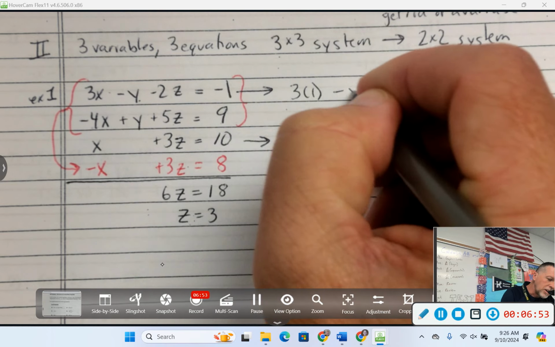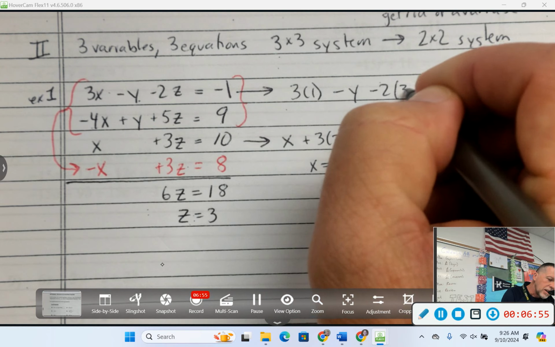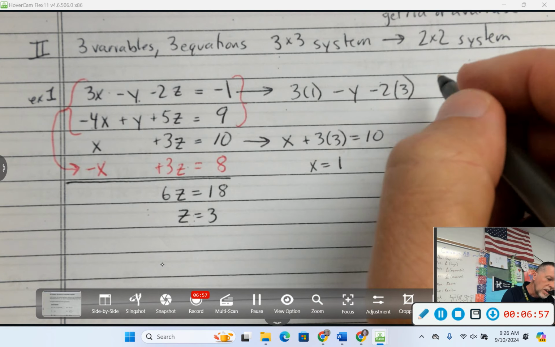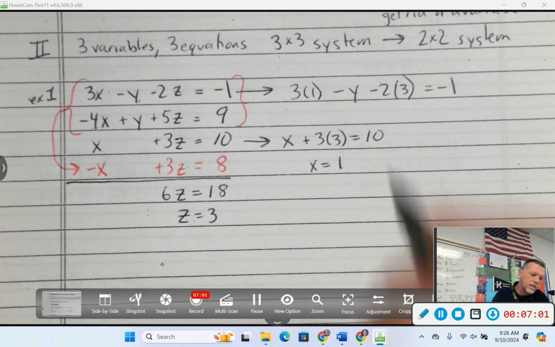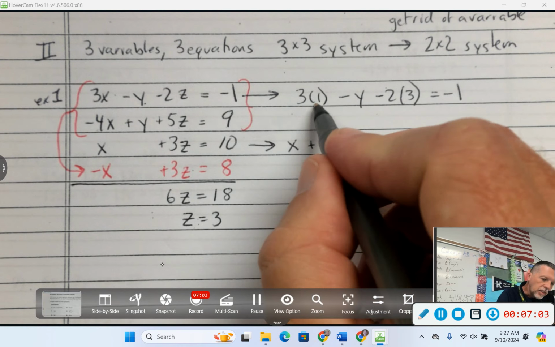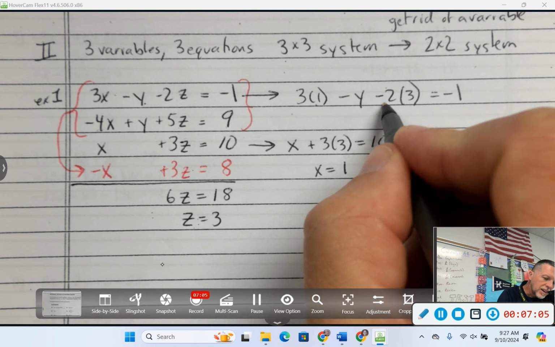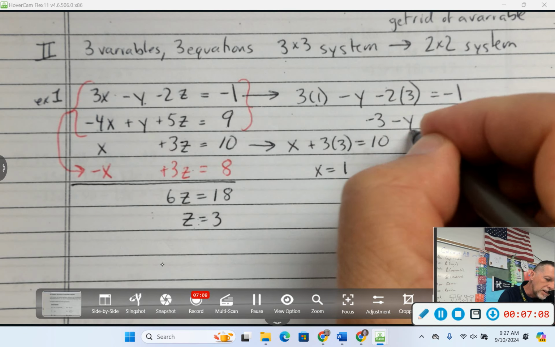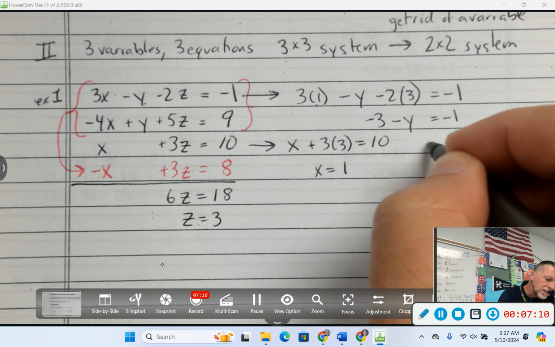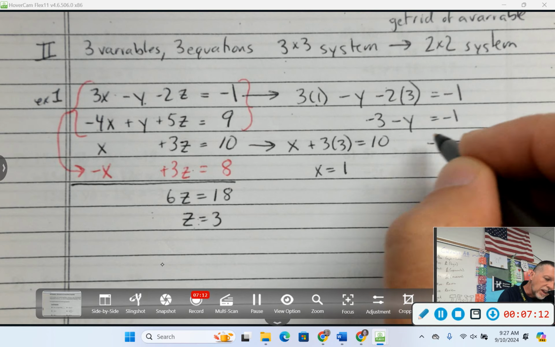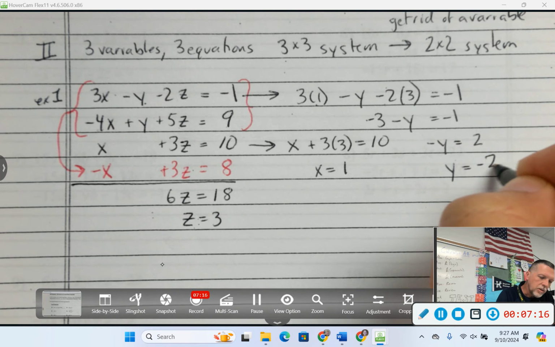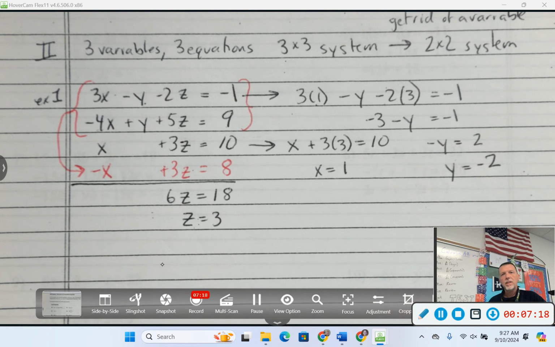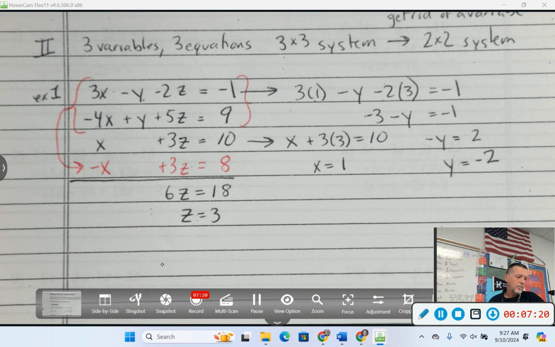3 times 1 minus y minus 2 times 3 equals negative 1. Let's see, 3 minus 6 is negative 3 minus y equals negative 1. So negative y equals 2. So y equals negative 2. That's good. That's what I got second period, first period.